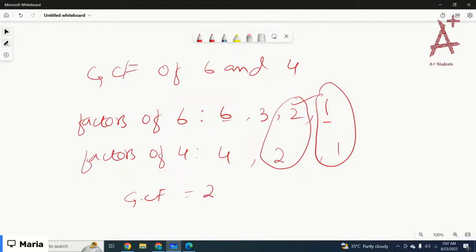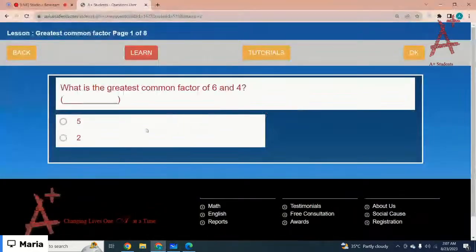The basic thing is, when you have more than one common number between some numbers, you have to look for the greatest one. Like 1 and 2 are common, but 2 is the greatest common factor. So 2 is the GCF, right? So the correct option is 2.